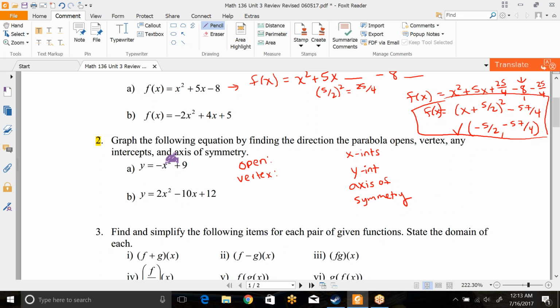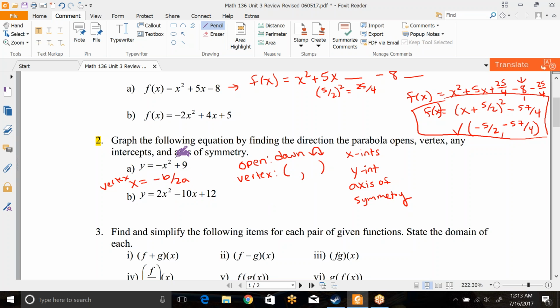To know if it opens up or down, you look at the leading coefficient. Since this is a negative, that is going to be opening down. That means my parabola should be an upside down U. The vertex is found by doing negative b over 2a for the x-coordinate. So this is for the vertex.